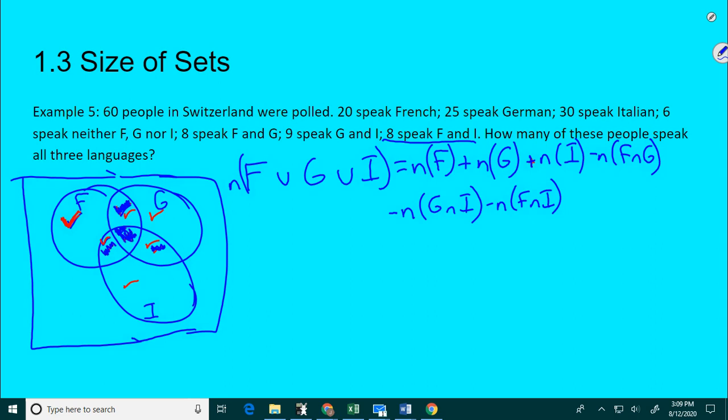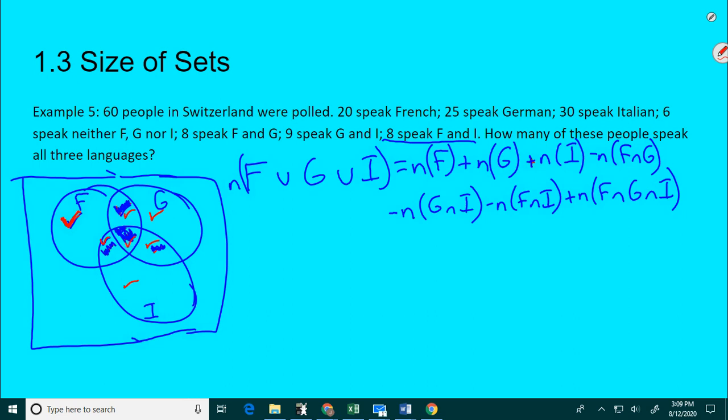Oh, got a problem now. We don't have anything in the middle. So we have the whole formula there, but we have nothing counted in the middle. Well, good news, it's very easy. Add it in. Okay, so now we took it out, add it back. So that very inside part is F intersect G intersect I, and that puts it back. Everything's covered now. All right.